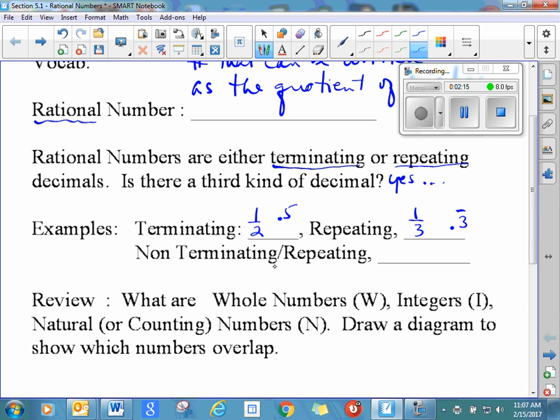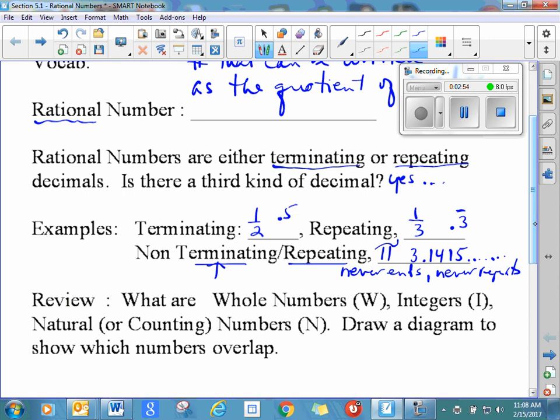A third type of decimal is one that cannot be written as a fraction because it does not terminate, it does not repeat, and the most famous of these is pi. So pi, we know, is 3.1415, and on and on and on. It never ends, so it never terminates, and it never repeats. So unlike 0.3 repeating, which never ends but is repeating, these non-terminating, non-repeating decimals cannot be written as a fraction.